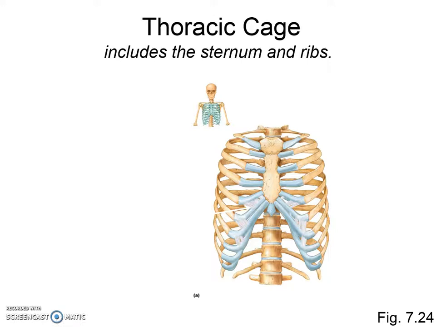Our last section of the axial skeleton is the thoracic cage. So we've already gone through the skull and the vertebral column, and now we're at the thoracic cage, which includes the sternum and the ribs.